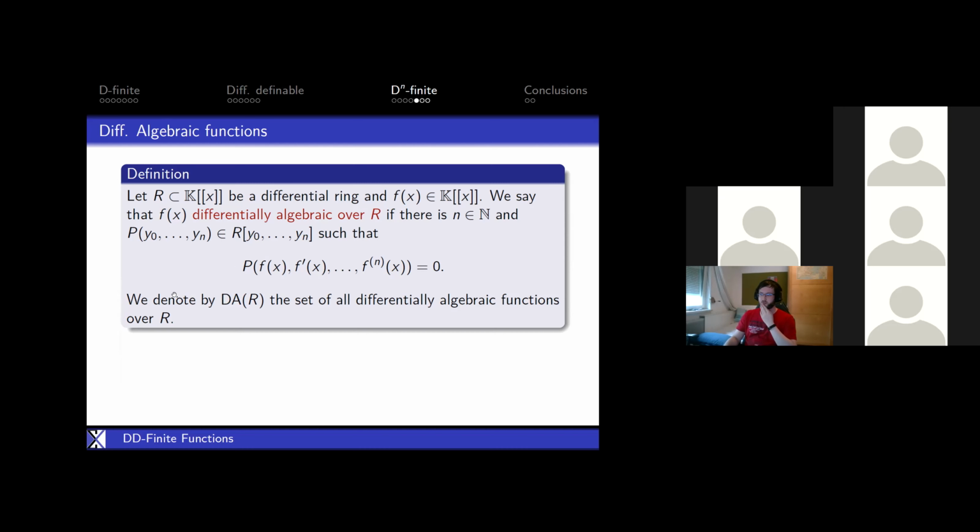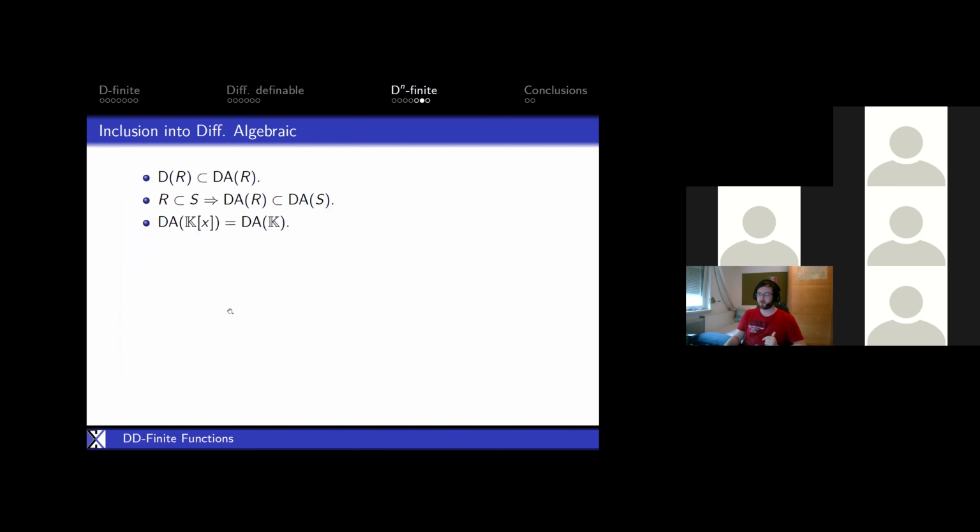And let us denote by dA of R the set of all differential algebraic functions over this R. We can see here that we are just adding more types of equations, because for differentially definable functions, we were considering only linear differential equations. And now with differential algebraic, we add polynomial differential equations. So it's very easy to see, for example, that differentially definable functions are included in differential algebraic. And also it's quite straightforward that if a ring R is a subring of S, then the differential algebraic functions over R include the differential algebraic functions over S.